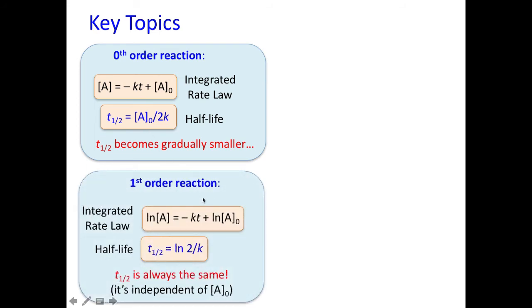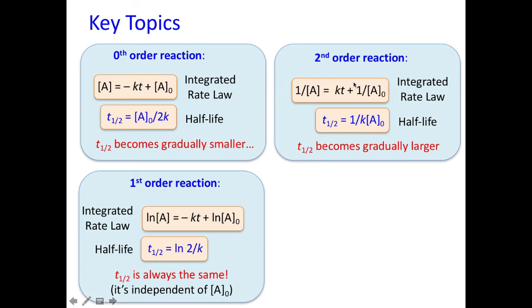Now, for the first order reaction, we have this integrated rate law, and the half-life is given by this expression where you don't see any concentration dependence. So t half is always the same, doesn't depend on the concentration. If we have a second order reaction, we have this integrated rate law, and we have this half-life. Now t half keeps increasing because it's inversely proportional to the initial concentration of A. Since the concentration of this reagent keeps decreasing along the reaction, this denominator keeps decreasing and t half keeps increasing. So t half is inversely proportional to this concentration.